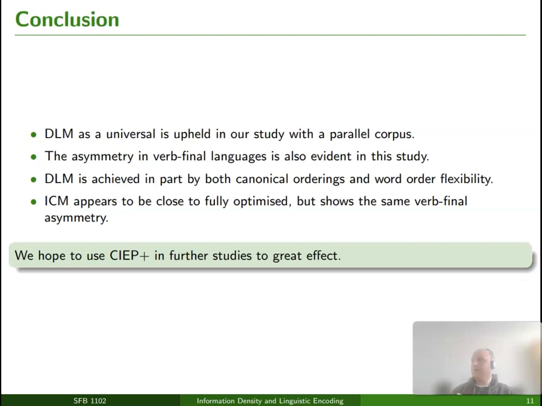So to conclude, we uphold dependency length minimization as a universal in our study on the parallel corpus. We see the same asymmetry in verb-final languages in our parallel corpus. We see dependency length minimization is achieved in part by both canonical orderings and word order flexibility, judging by the behavior of a fitted grammar baseline. And we see a very similar pattern for intervener complexity measure, but tentative evidence to suggest that this may be closer to fully optimized in real sentence orders. We hope to use CIEP+ in future studies of this kind to great effect.